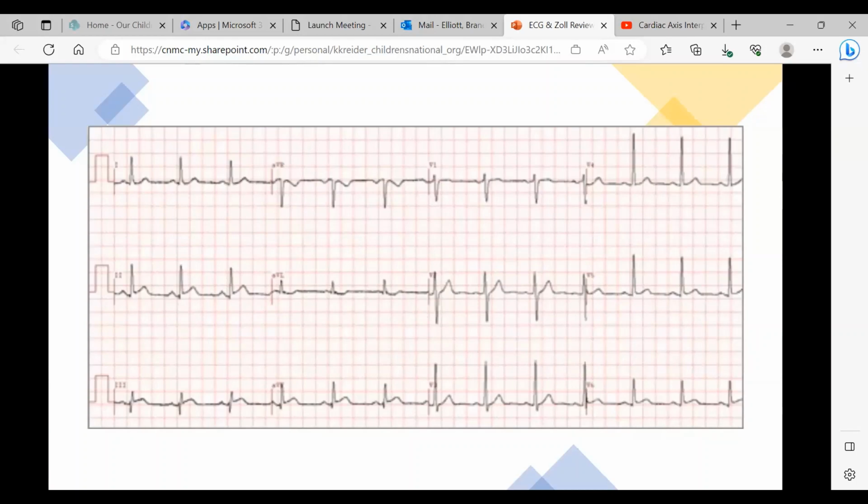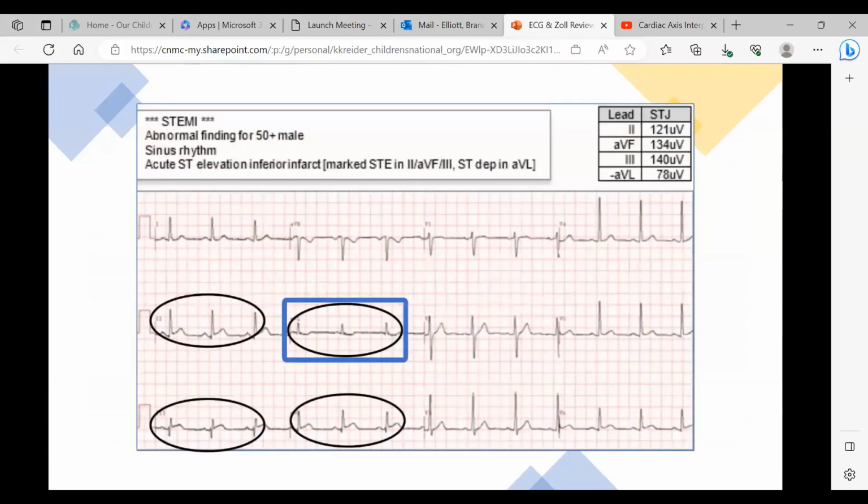Sorry, I'm on my laptop and I'm blind. Fine. So aVL shows a little bit. Oh, yeah, I see it. Okay, it's small, but it's just enough of an indication. And because those are two contiguous leads with elevation, even small, it's still a STEMI for the inferior.